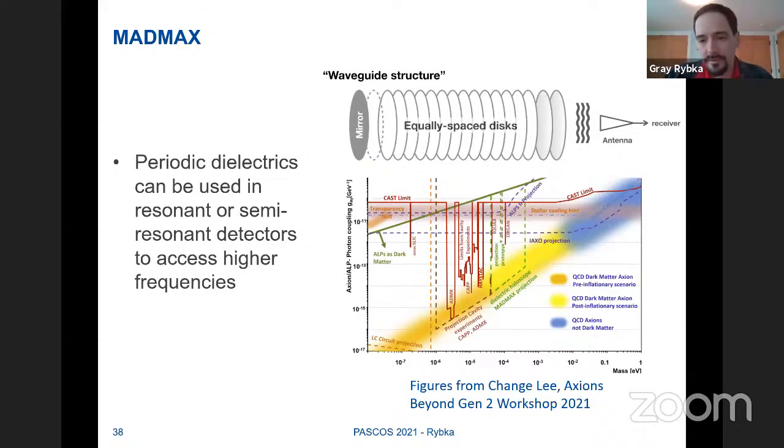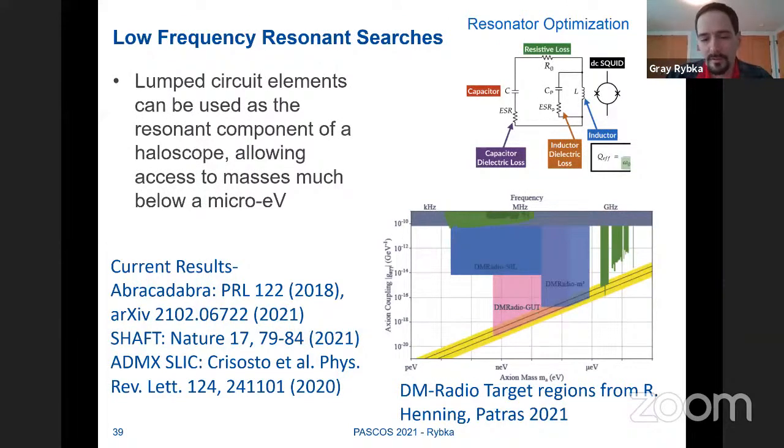Going up to higher frequencies, I've kind of been working my way up in frequency. There's experiments like MADMAX, where instead of a full-on resonator, they use a multiple dielectric semi-resonant system to couple the axion to larger volume structures, and then focus the power and measure it. That is deep into its design process and magnet acquisition process, and is hoping to get to higher frequencies. And I'm going through these quickly, so I hope I can finish and have time for questions.